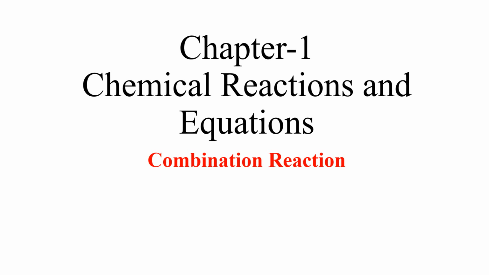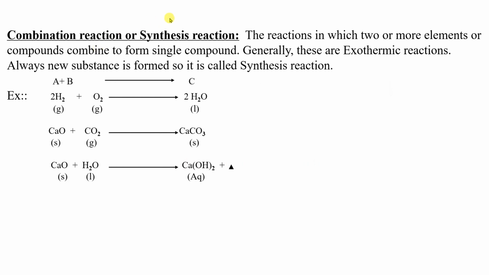Today we are going to discuss chemistry chapter 1 of 10th class. The name of the chapter is chemical reactions and equations. In this chapter we are going to discuss a subtopic called combination reactions. Let's see that. Combination reactions are the reactions in which two or more elements or compounds combine to form a single compound.